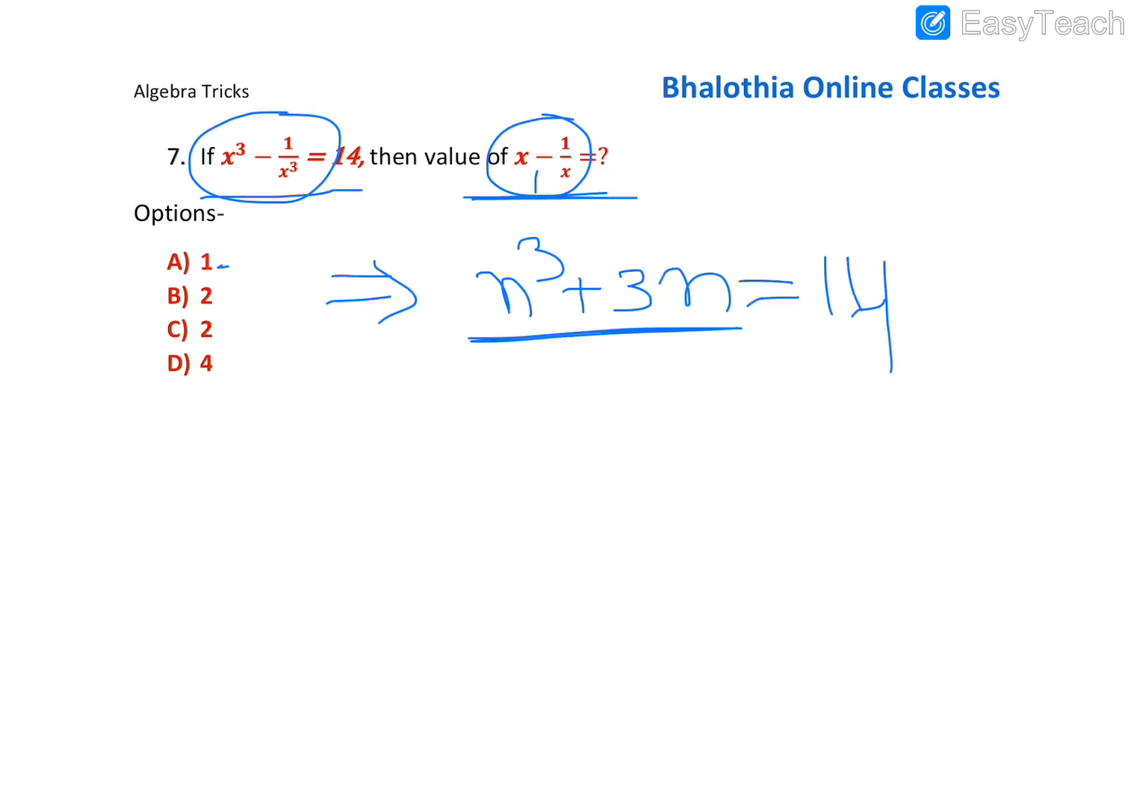So if we put 1, it will become just 4. If we put 2 raised to the power 3, it will become 8 plus 6, so it will become 14, right? So the right answer is 2. Okay, so in this case by mistake I put both the options as 2. So the right answer will be 2.